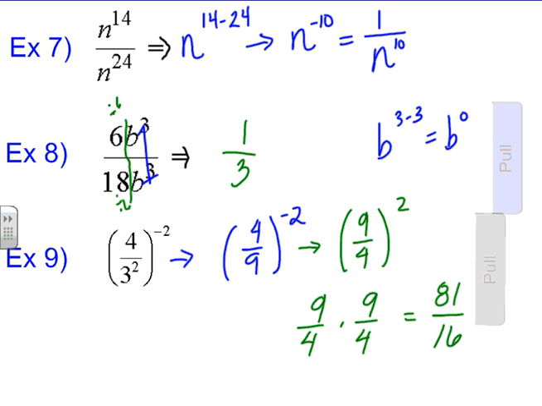So hopefully you've gotten a better handle on doing exponents with multiplying and dividing.